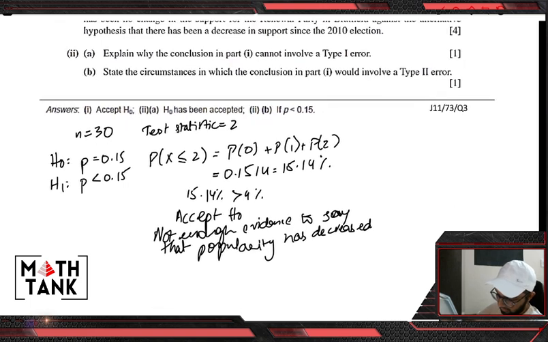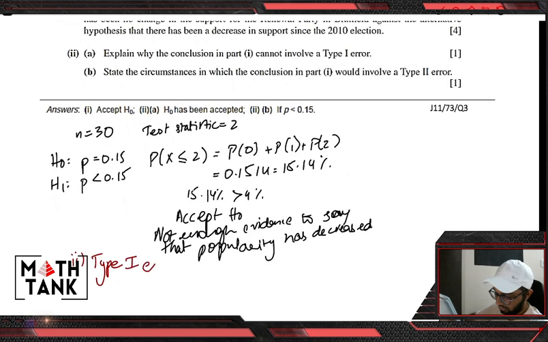Okay, explain why the conclusion in part 1 cannot involve a type 1 error. Because a type 1 error occurs when you reject H naught. Here we haven't rejected H naught.